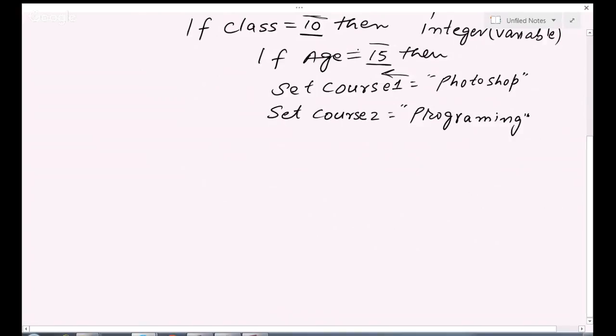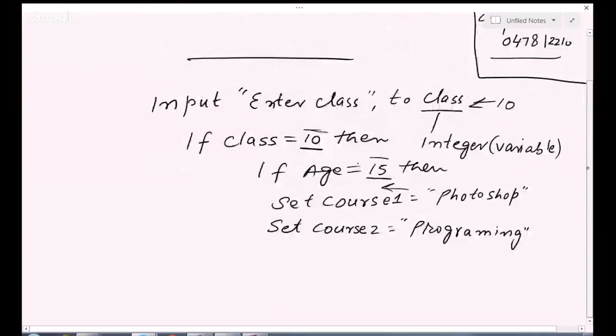So now you have seen that if I am receiving an age which is equal to 15, not lesser than and not greater than 15, then it will assign these courses to this person of class 10. I have not shown the input; I'm just going to show you.